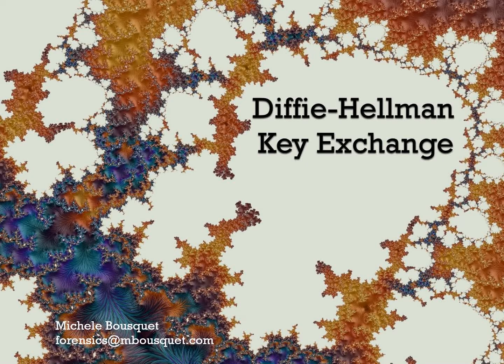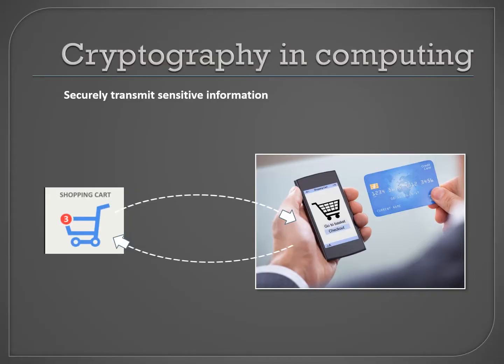So here we're going to talk about the Diffie-Hellman Key Exchange and how it works. First of all, what it's used for is to help us transmit sensitive information over the internet, because the hacker can see the stuff that's transmitted, so we have to make sure it's encrypted before we send it.